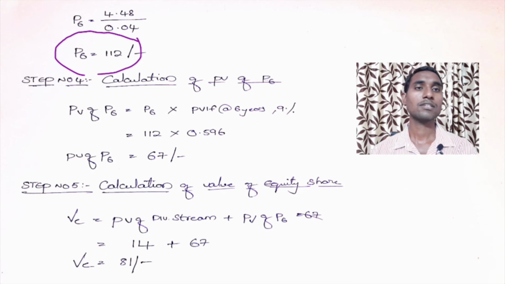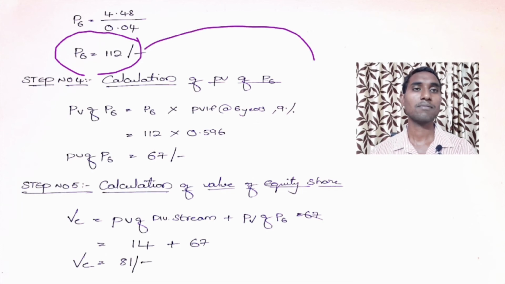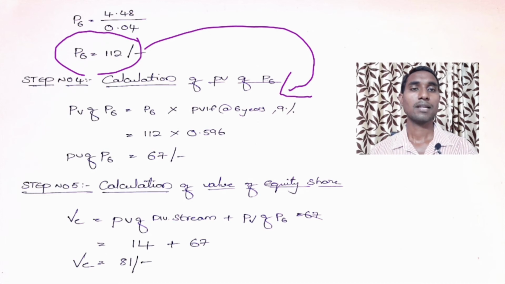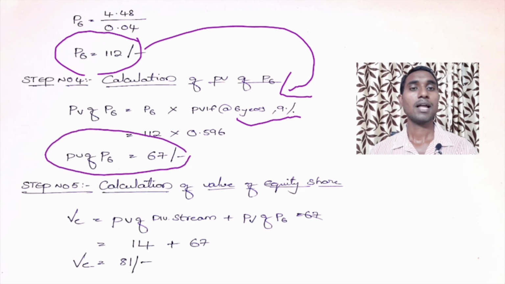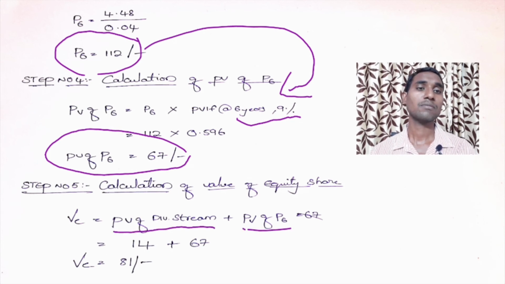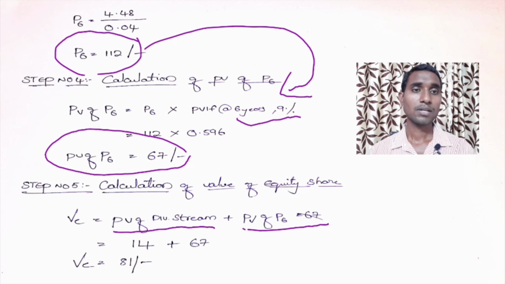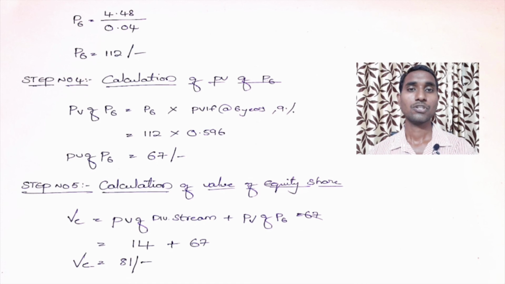Step number 4 is calculation of the present value of P6. We calculate it as the P6 value multiplied by the present value interest factor. For 6 years at 9%, you need to look into the A3 table. At 9% in the 6th year, it is 0.596. So I have calculated the PV of P6. Then the last step is the calculation of the value of the equity share, where we add up both the present value of the dividend stream and the present value of P6. So here it is 14 plus 67 is equal to 81, that is the value of the equity share.